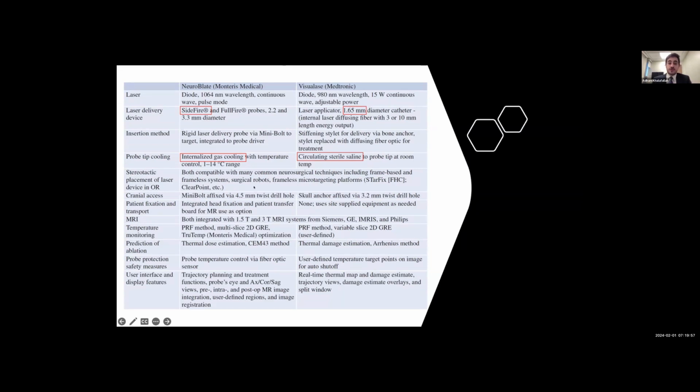We talked about the difference in cooling between the gas cooling, the CO2 cooling, and then the circulating sterile saline. And in general, I think multiple institutions only have one of the two devices. Not a lot of institutions have both devices. We here now at University of Miami have both. So I think in the upcoming years, we'll be able to also compare to see if there's any difference in the outcomes.